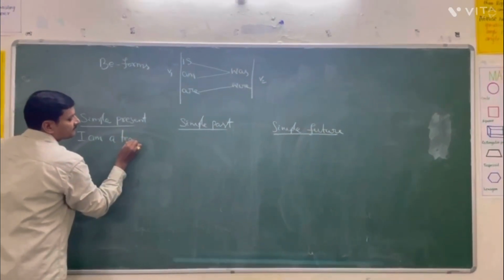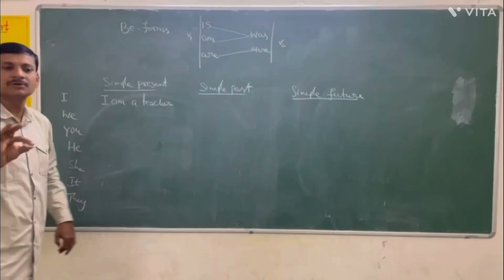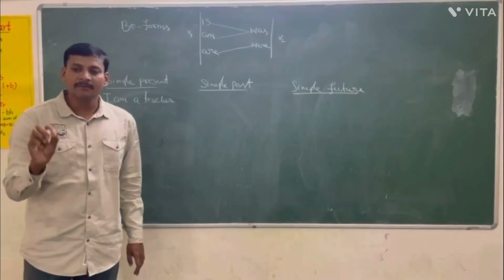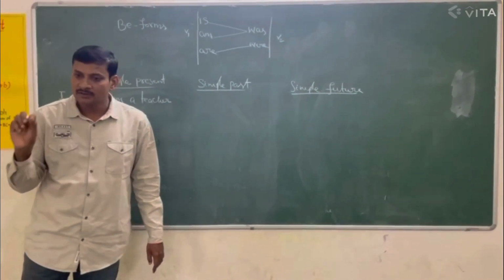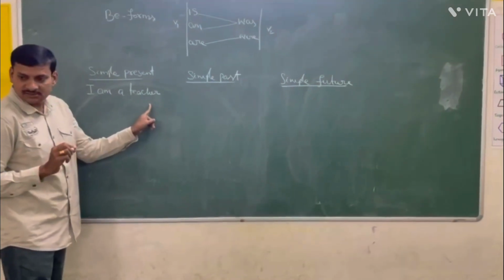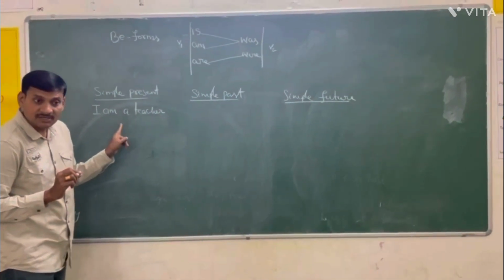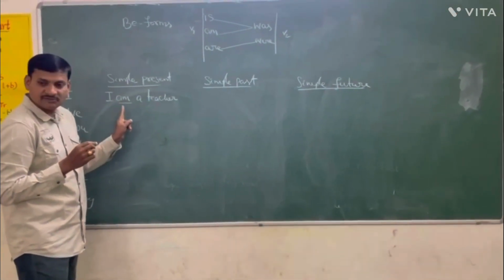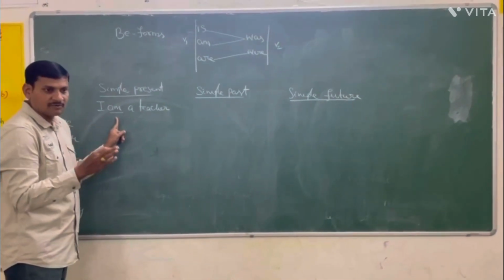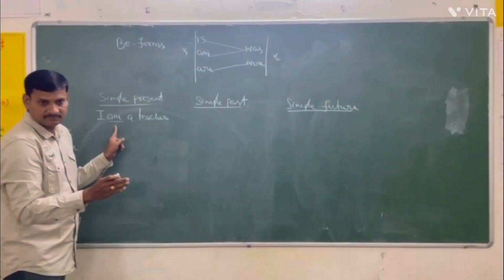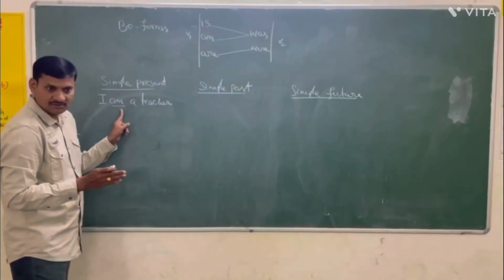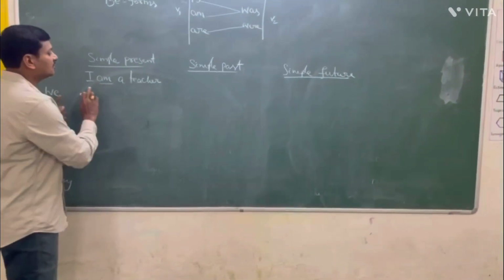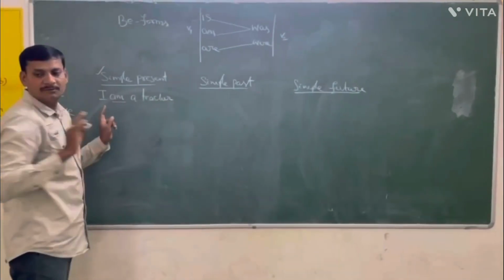I am a teacher. Very simple sentence. I am a teacher. Where is the verb in the sentence? I am. Is it the first form or the second form? First form, which means present be form. Is it a be form or not? This is a be form, in present. So, this is in simple present.